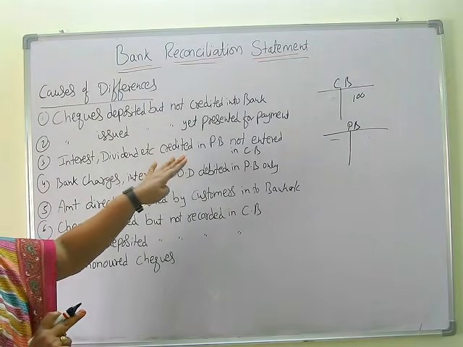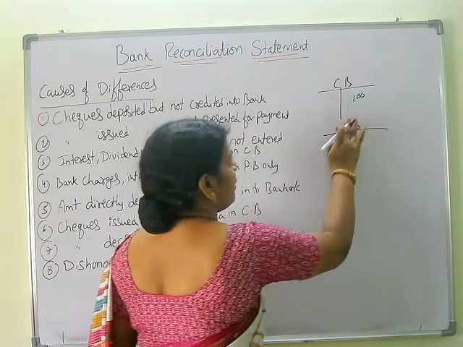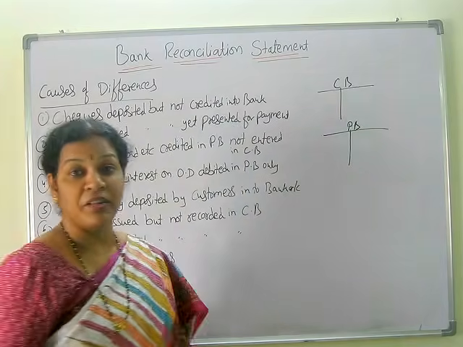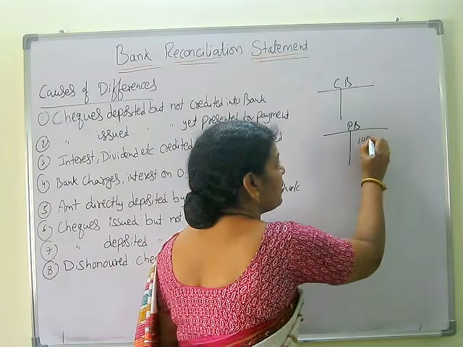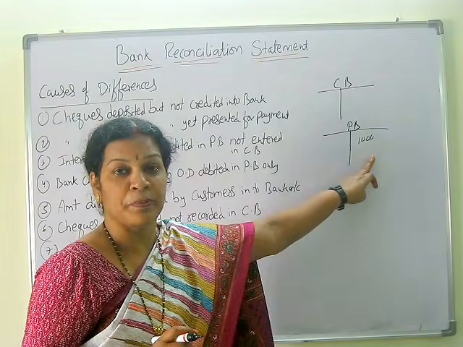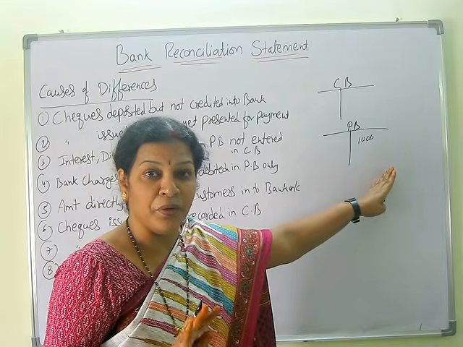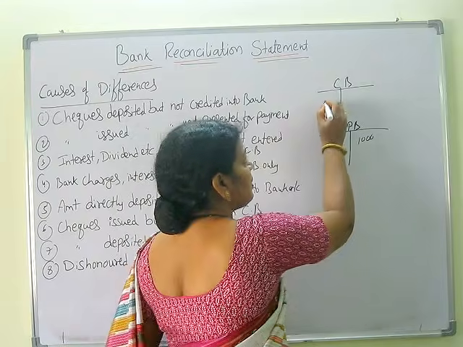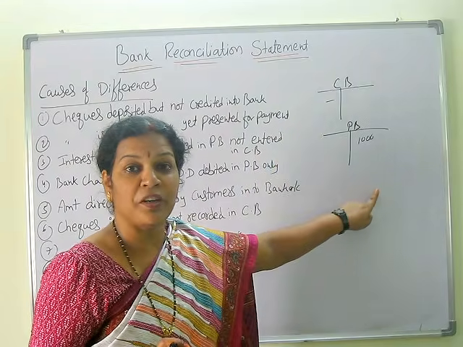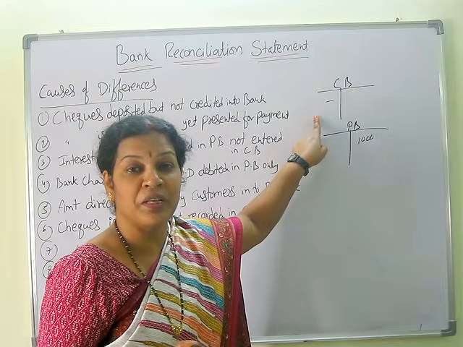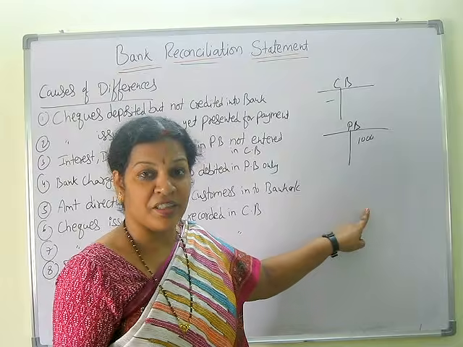Next one, interest or dividend credited in the passbook. Interest or dividend is credited directly in the passbook, not entered in the cash book. Credited means deposit side. Say for example it is 1000 rupees. In the passbook they have credited it, but there is no entry in the cash book. In the cash book, this side entry should be there, but there is no entry. So the passbook is showing more, and the cash book is less. This is the third difference.